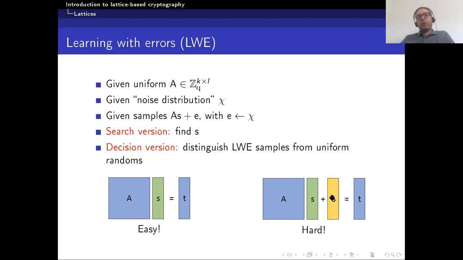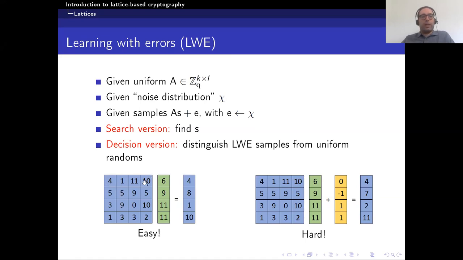If the noise E is added to the product of A times S in this equation, the value of T will be changed slightly, so that you cannot find the value of S. So it will be a hard problem. For example, we have some values for A and some random values for S. The vector T can be computed by multiplication between A and S, which is 4 times 6 plus 1 times 9 plus 11 times 11 plus 10 times 11 over a finite field of Q, which is 13 in this example.